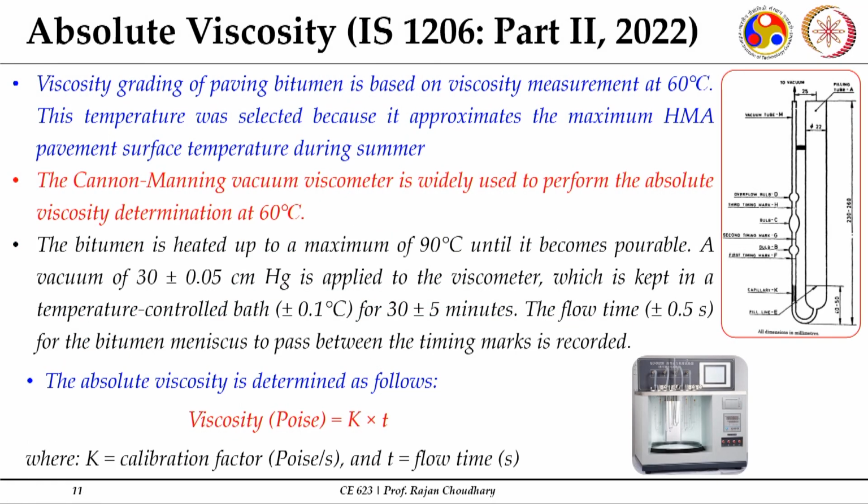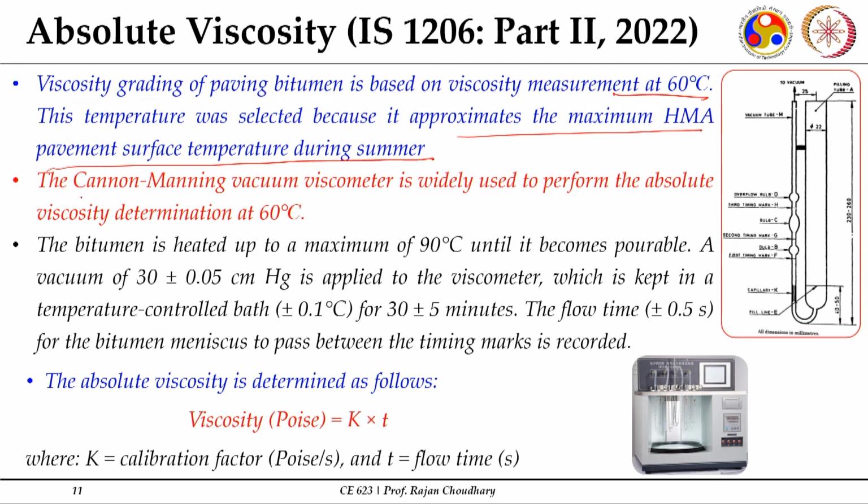Now, what is done specifically, broadly I will explain. We do this viscosity measurement at 60 degree centigrade, because this is what was considered as the maximum temperature which can be expected in a bituminous pavement after its construction. This is because it approximates the maximum HMA pavement surface temperature during summer. So, that is why 60 degree was the temperature which was fixed.